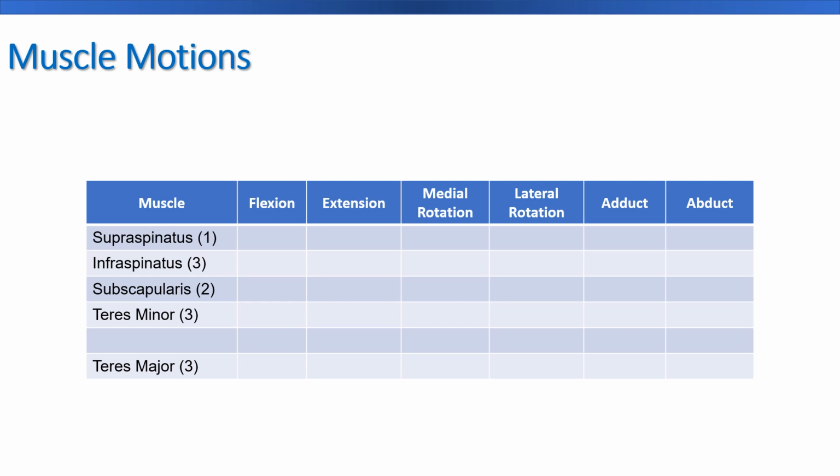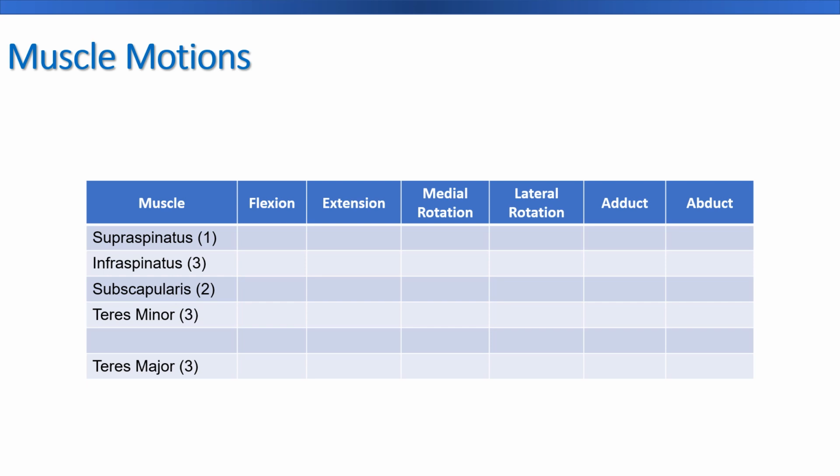And if we rotate the arm, if we spin it towards the front of the body, that's medial rotation. If we spin it away from the anterior part of the body, so the thumb faces outwards, that's lateral rotation. Adduction means to bring the humerus back towards midline, and abduction means to move it away from midline, to move it laterally. So those are the motions that can happen at the glenohumeral joint, at the shoulder joint.